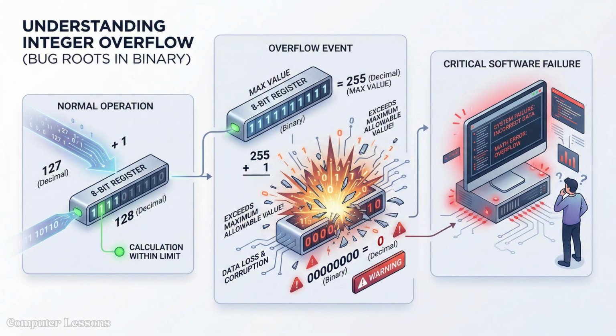Understanding the binary nature of computers reveals why certain software limitations and bugs exist today. For example, integer overflow occurs when a calculation exceeds the maximum value a register holds. This can cause critical system failures if the software does not handle the math error.